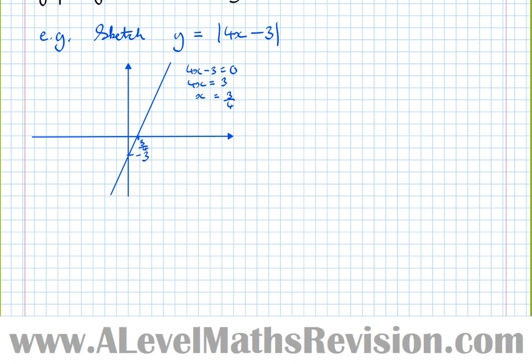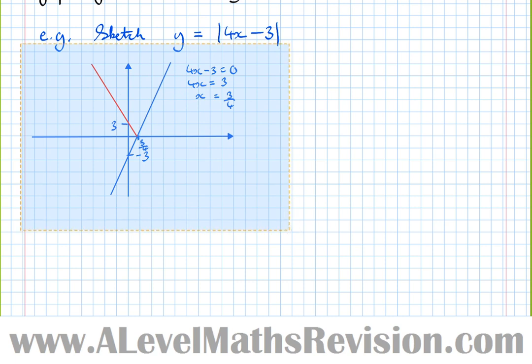And what the modulus does, as I said before, it makes any negative values positive. So any negative y values will become positive. So the graph will never go below the x-axis. So actually any negative part will be reflected up. So that -3 is no longer -3, it's reflected upwards, and now it's 3.